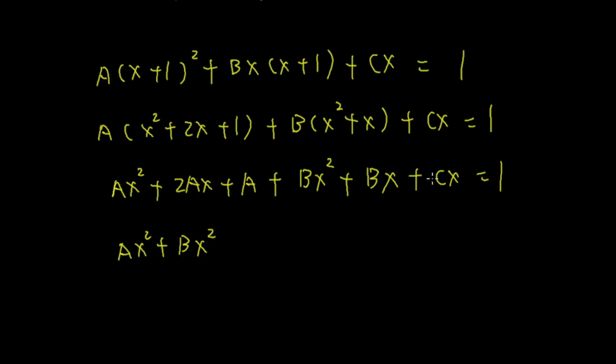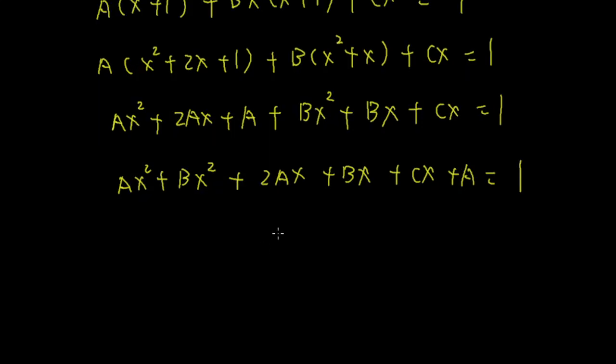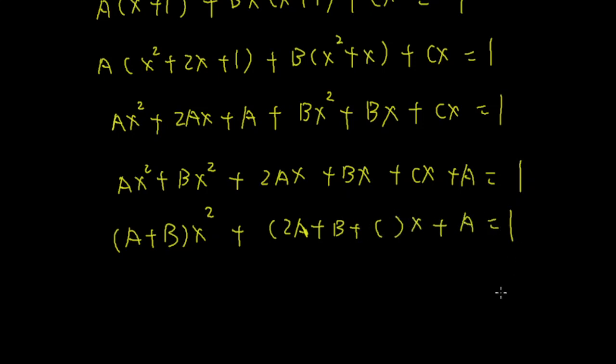Now, the x terms. So this, and this, plus 2ax plus bx plus cx plus bx plus cx. Now, there's only one constant term, a, plus a is equal to 1. Now, factor out the coefficient in each of the like terms together, right? So this one will be (a plus b) times x squared plus this one will be (2a plus b plus c) times x plus a equals 1.